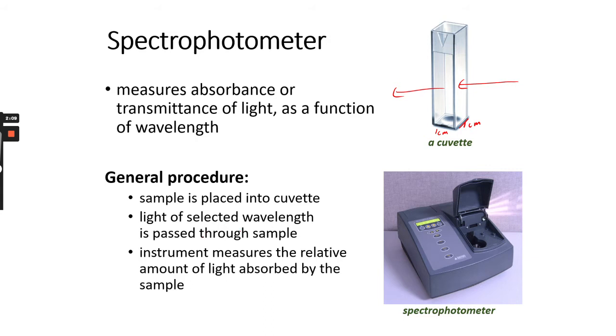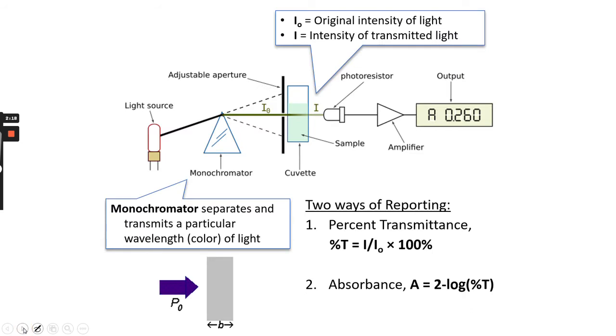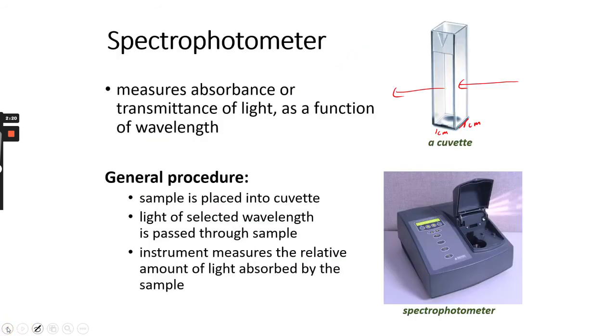Light of the selected wavelength is passed through the sample, and the instrument measures the relative amount of light that is absorbed by the sample. Actually, I'm going to go back to that for a minute. Before you put your sample in here, most of the time your sample is a solution, which consists of a solvent and a solute. So you have to calibrate your system. The first thing you're going to do is fill your cuvette with just the solvent.